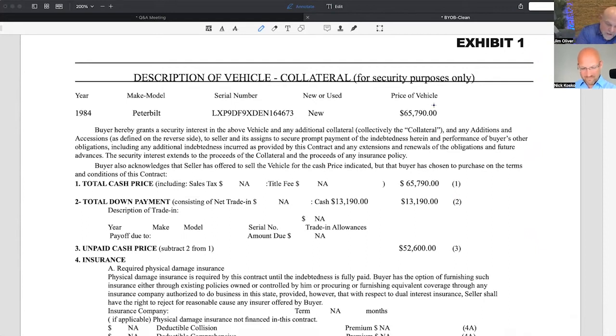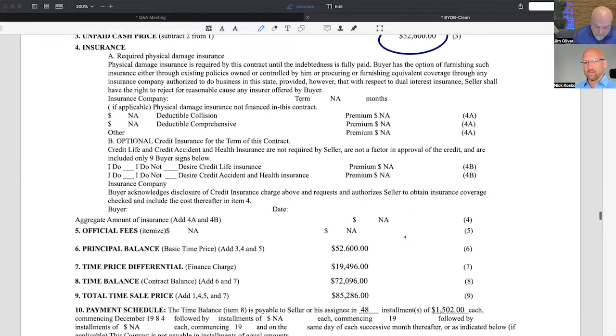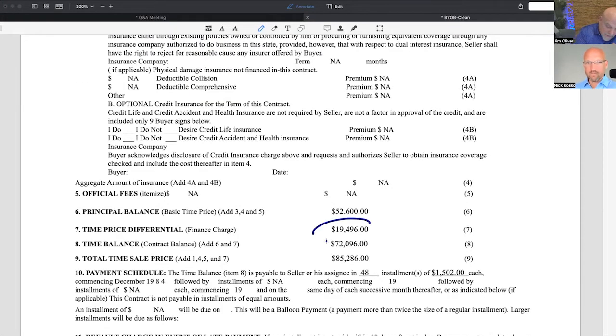All right. So we know we're buying a $65,000 vehicle. You know, that would get you maybe an F-150 today. And they're going to put $13,000 down. They're going to finance $52,600. He's going to pay about $20,000 of interest. It says time price differential and finance charge. Okay. And we know that with the down payment and everything, it's going to be about $85,000 all in.